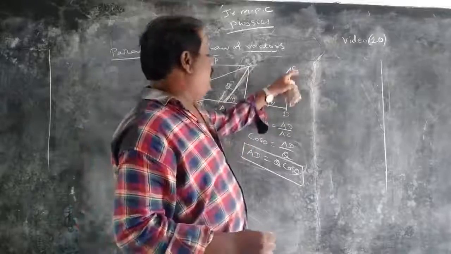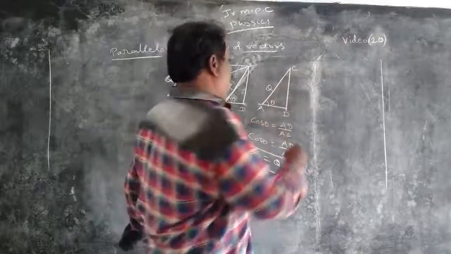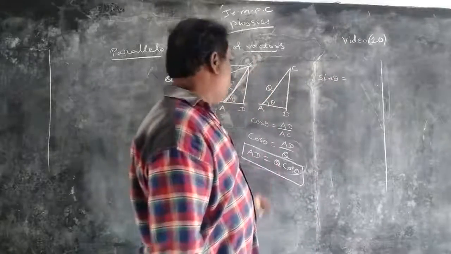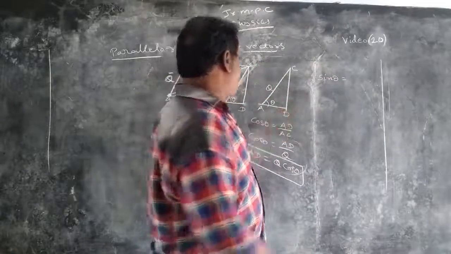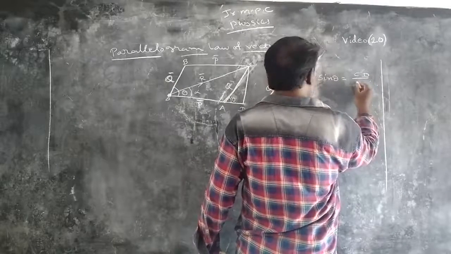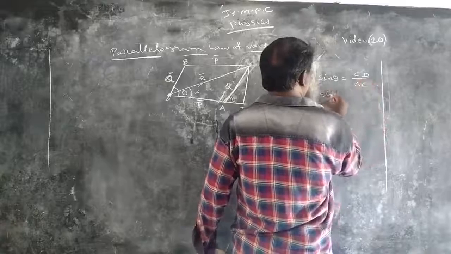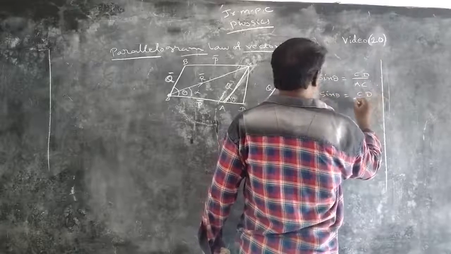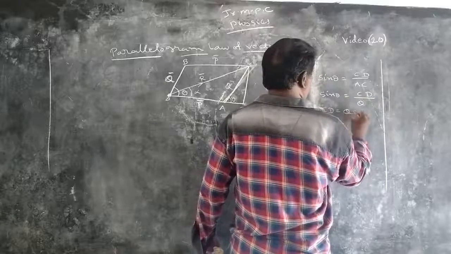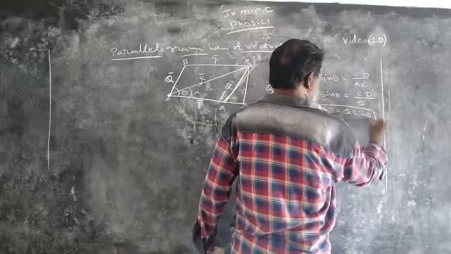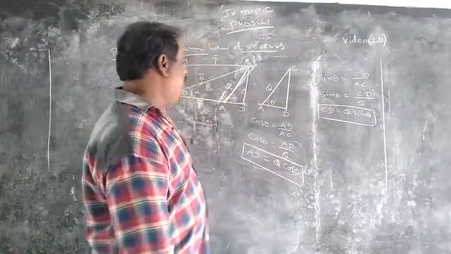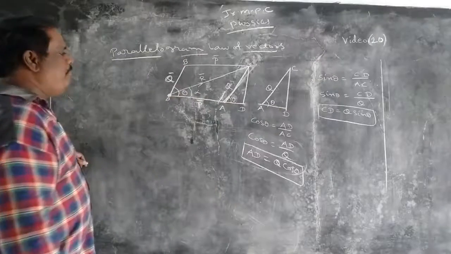What about the CD value? Let's find sin theta. Sin theta is equal to opposite by hypotenuse. Opposite is CD, hypotenuse is AC. Sin theta is equal to CD by Q. So therefore CD is equal to Q sin theta. We have found the values of AD as well as CD. Then come to the main diagram.